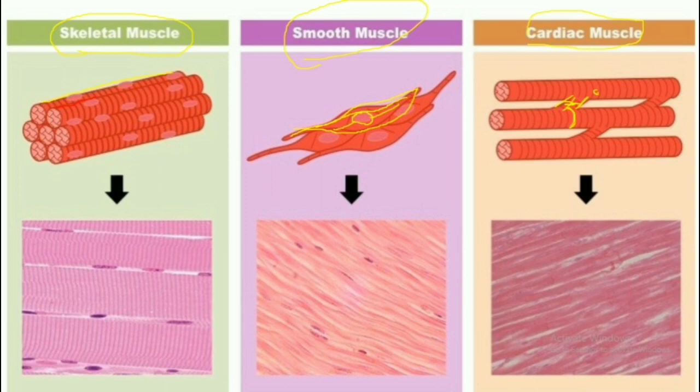The transport of impulses between the muscle fibers is fast because of these intercalated discs, and as these are branched and connected to one another, the signals and impulses can be transported very rapidly. So this is about the cardiac muscles, and these cardiac muscles also show the presence of striations. They are present in the wall of the heart.